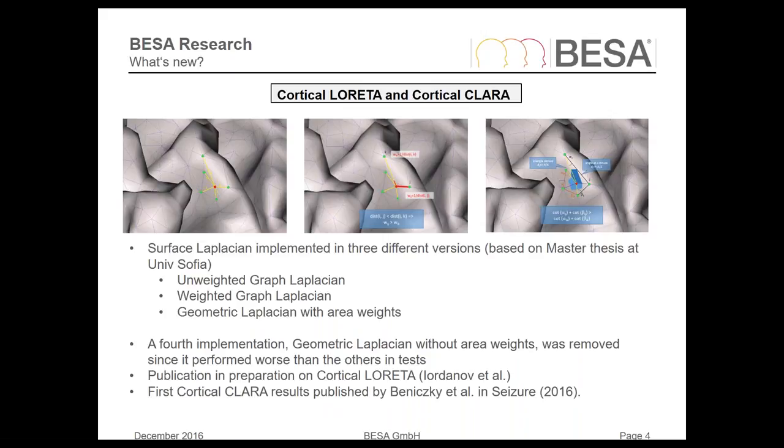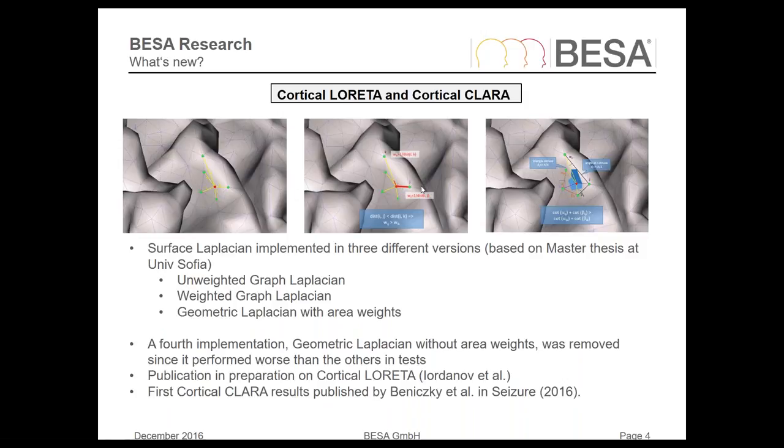We worked with the University of Sofia to evaluate the performance of several approaches to realizing the Laplacian on a two-dimensional surface mesh. The best Laplacian seems to be the unweighted graph Laplacian, which is the most robust in the tests that were performed, and you can see that on the left here. We also added more solutions.